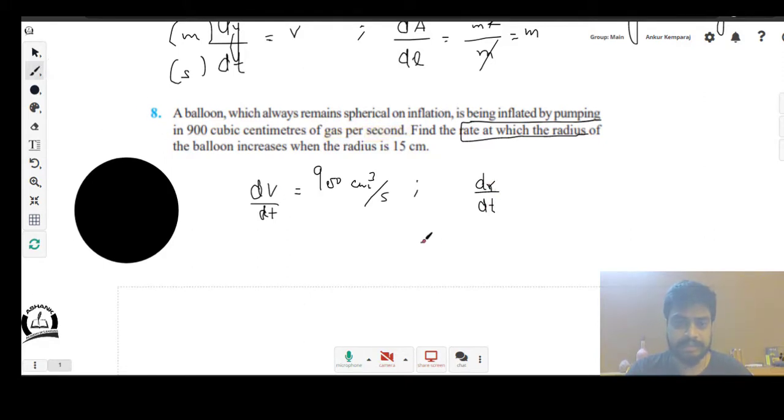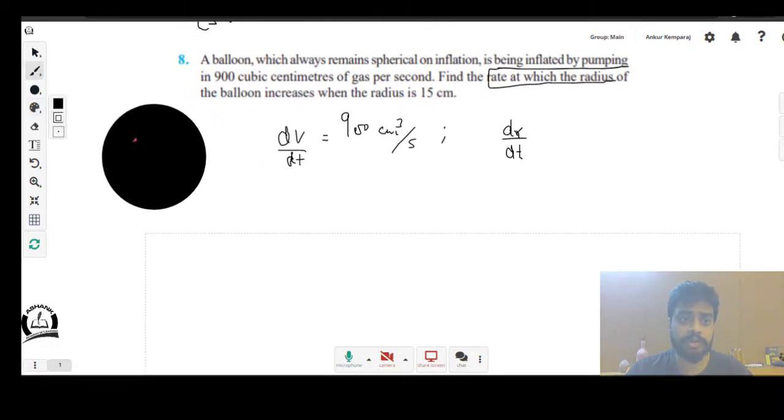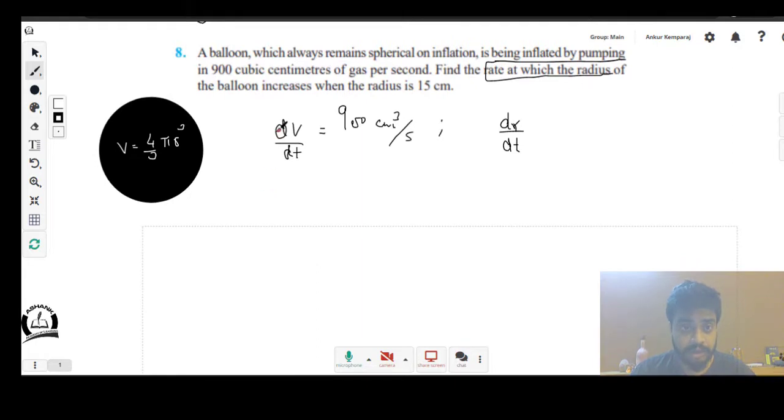All right, quite easy, right? Next, let's say the volume of the sphere. Volume of a sphere is what? 4 by 3 pi r cube. Simple, right? 4 by 3 pi r cube. That's the volume. Now we know this data for sure. Now what's also given to us is how this volume is changing.